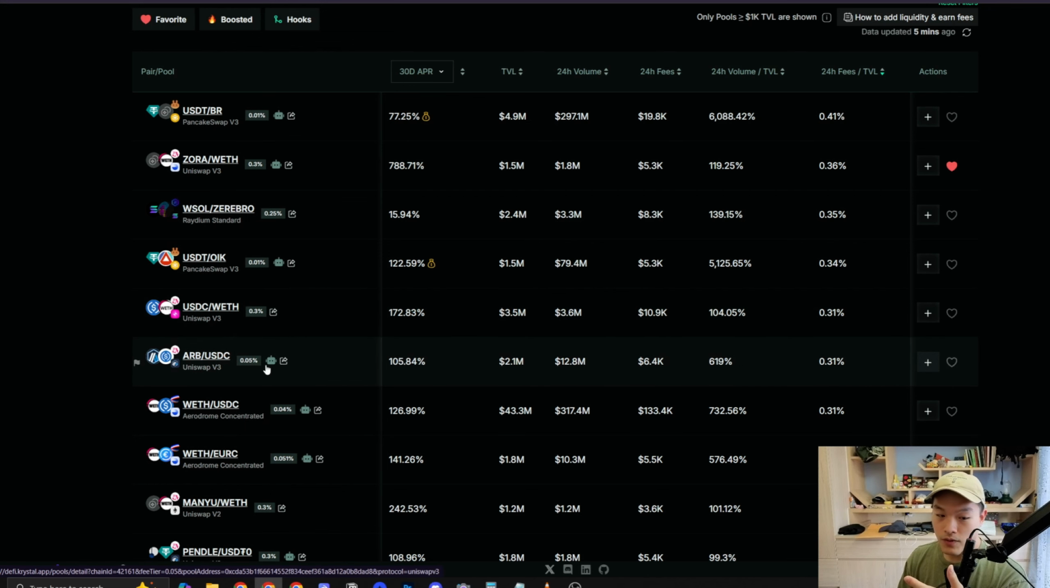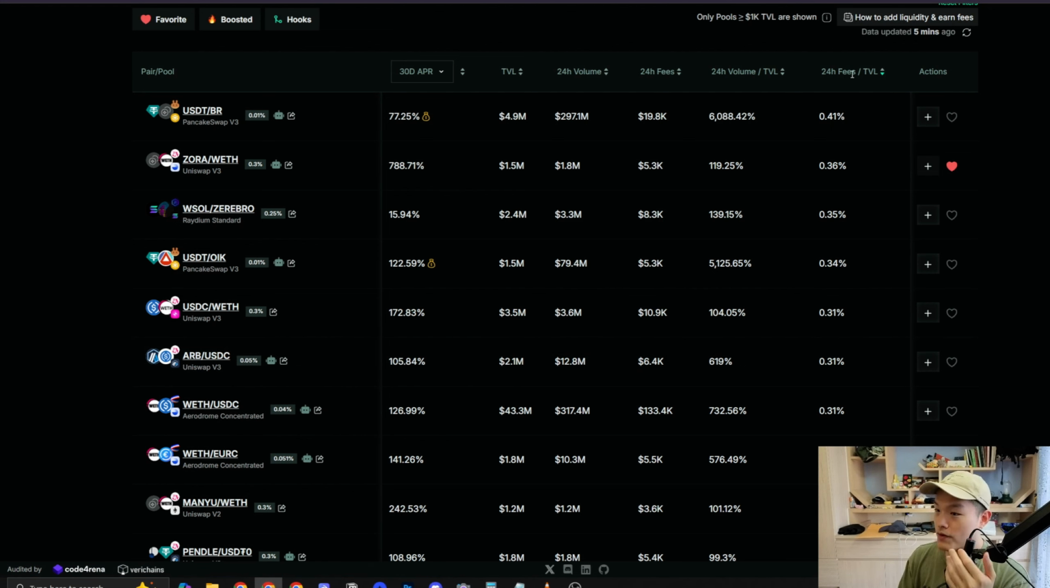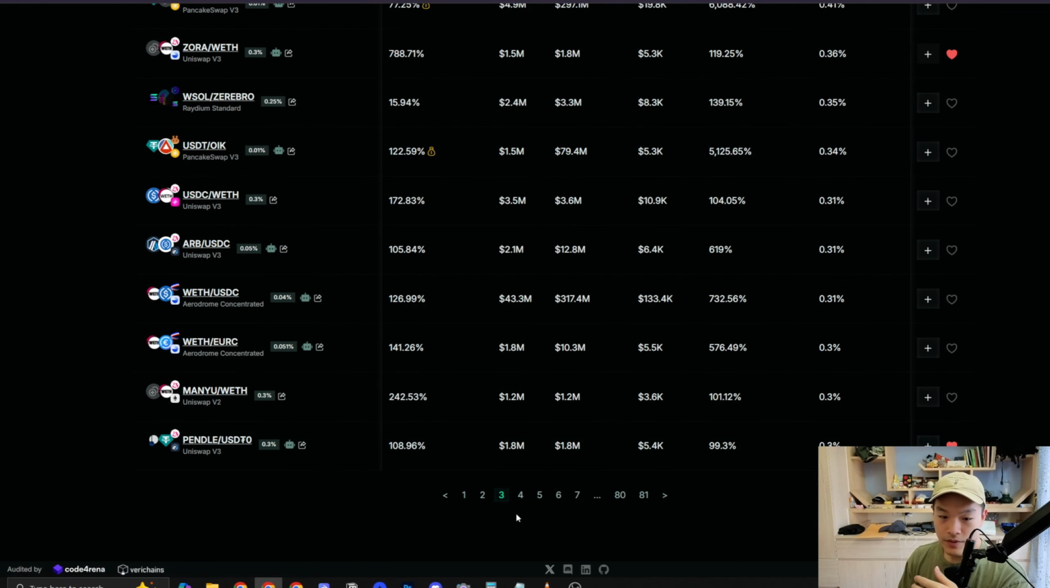And for the 0.05% fee tier, because we need more volume to generate more fees since the fees are lower, I want to look for a volume that is at least 5 to 6 times the total value locked, like this ARB to USDC pool here. Or if you use this metric, the 24-hour fees to total value locked, roughly 0.2 and above is usually a great sign. And I could just keep going down and see which assets I'm bullish on or want to look into.